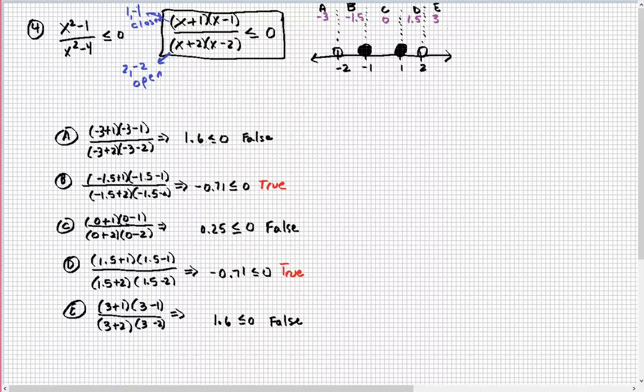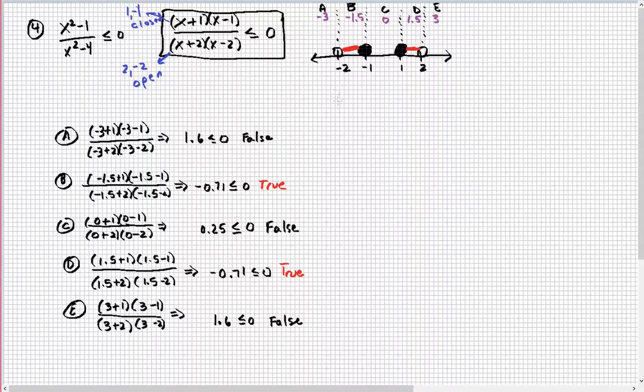All right, I finished all the testing, and what I found was that I only get a true statement in region B and in region D. So I'm going to go in and shade region B and region D. And then I have to write the interval notation.